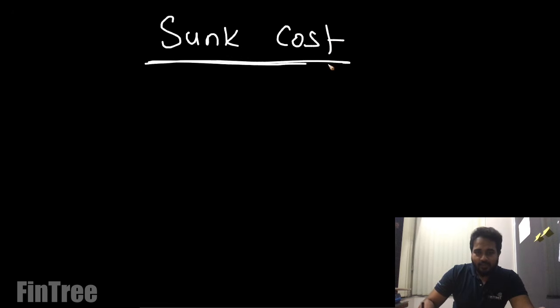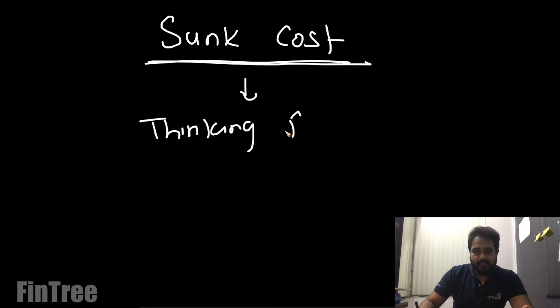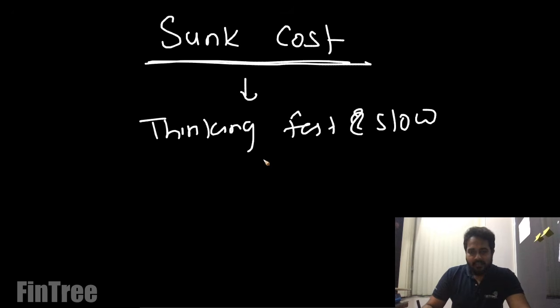Sunk cost. Sunk cost is, and this example I'm giving you is from a book called Thinking, Fast and Slow by Daniel Kahneman. So I'm going to give you an example that I learned in his book. He's basically considered the father of behavioral finance.